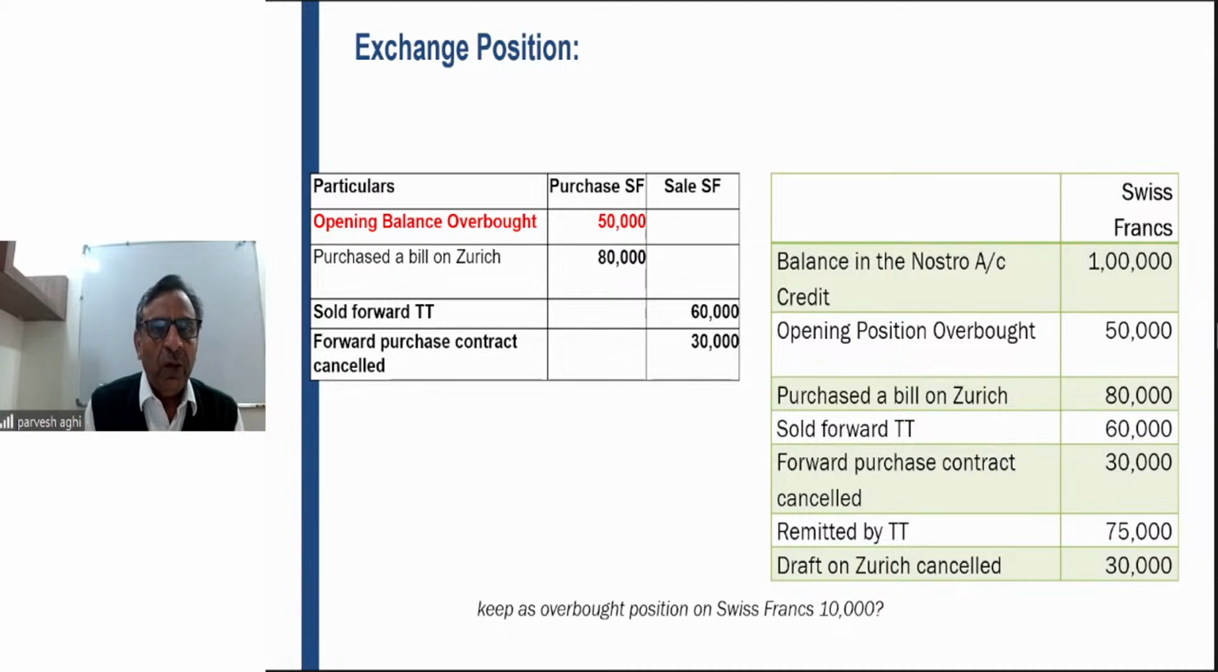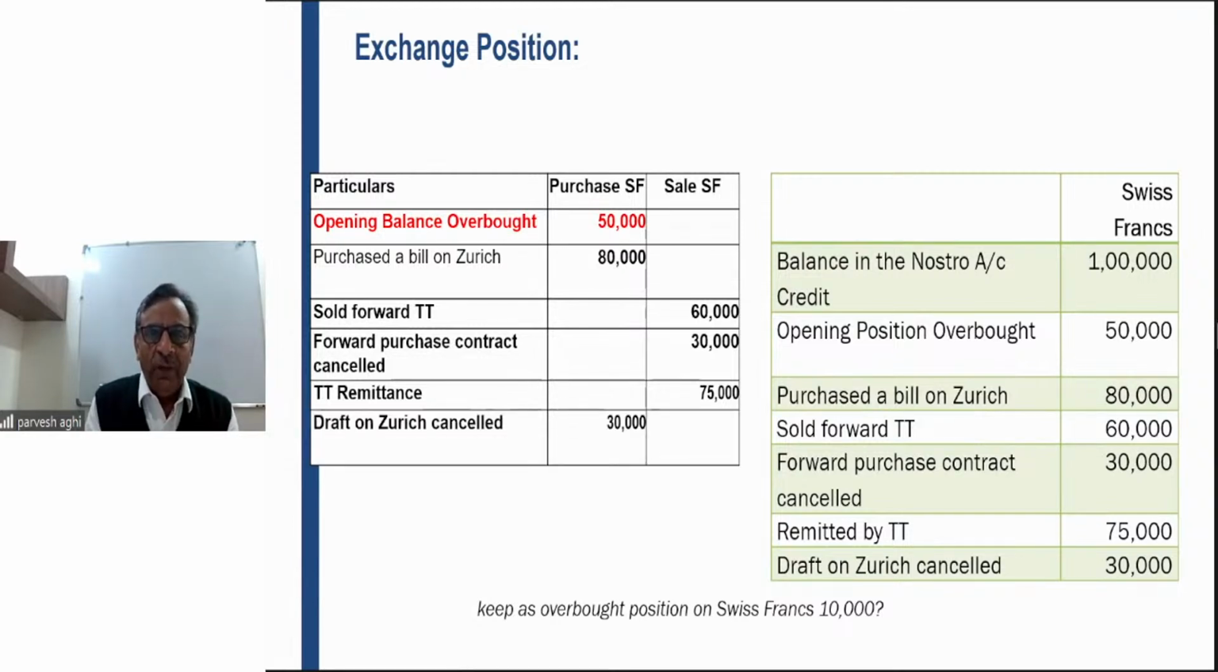Now you have cancelled, which will have an opposite impact. So it will be a sale of SF. Then TT remittance. Now here you have made a TT remittance, a telegraphic transfer worth 75,000 Swiss francs. Then we have a draft on Zurich cancelled.